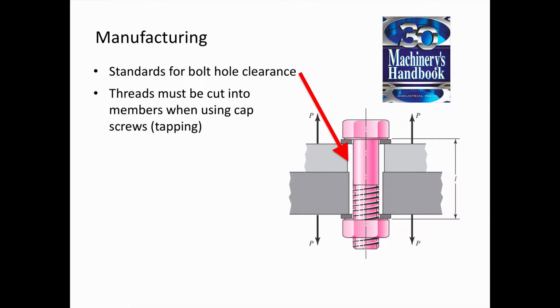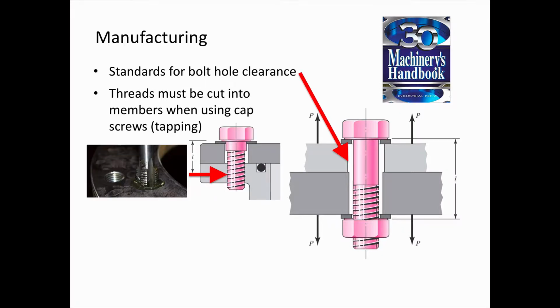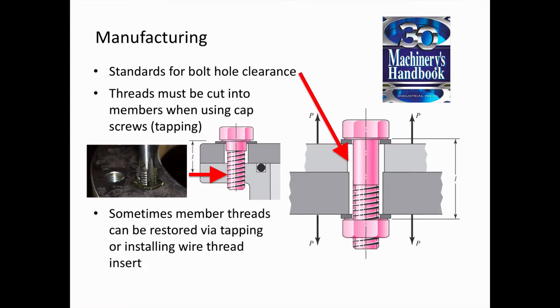Threads need to be cut into members when we're using cap screws. So the process of cutting these threads is called tapping. And on the left, we can see a tap that is being twisted into a hole to cut threads out of the hole. Sometimes, if during use threads are damaged, maybe during maintenance or repair, it's possible to restore these threads by using a tap to recut the threads.